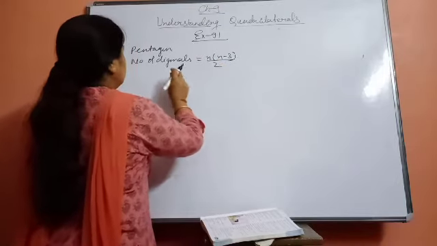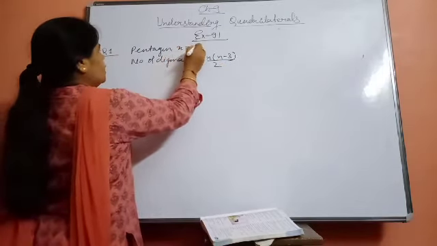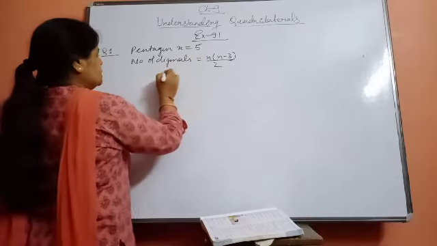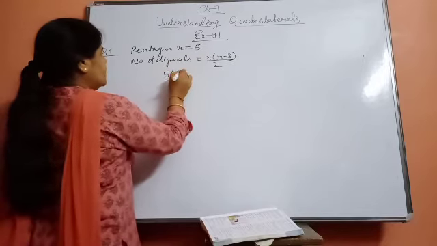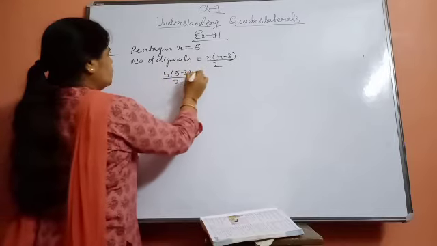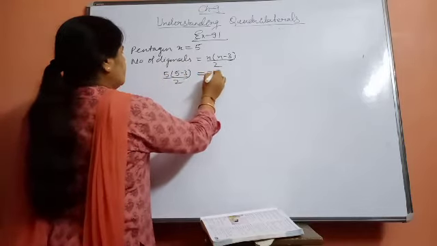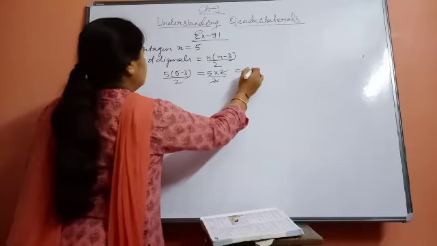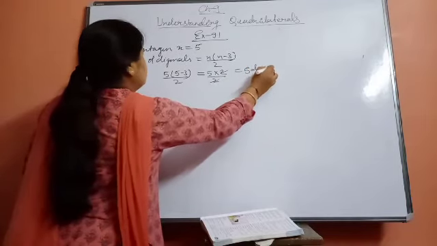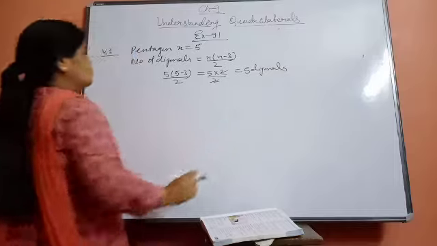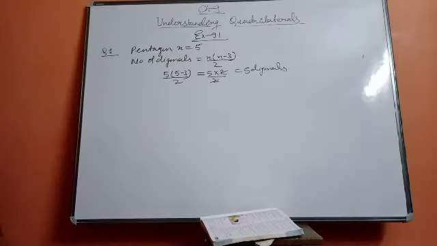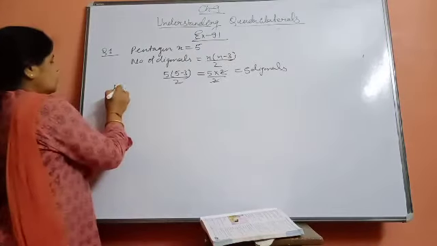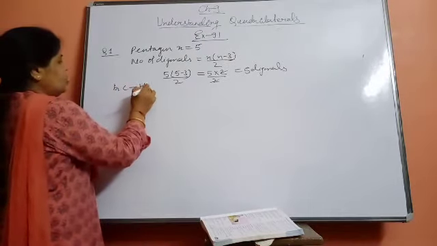And what will be the value? For a pentagon, n is equal to 5. So put the values here: 5 times (5 minus 3) divided by 2, which is 5 into 2 upon 2. How many diagonals will be in a pentagon? 5 diagonals. Just before, while I was teaching you diagonals, I also calculated this one. In this way, the B and C parts of this question you will do in your homework.